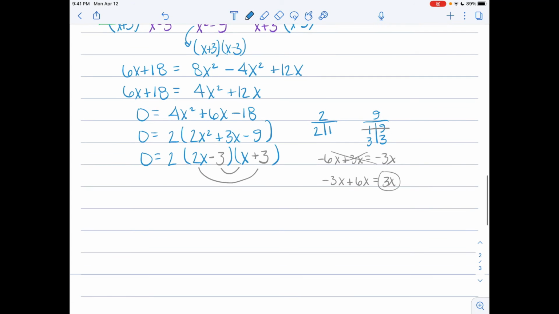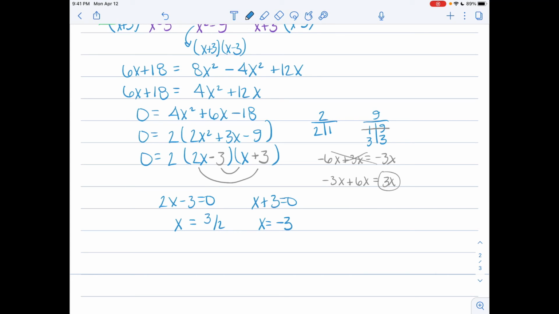The next step to solving is setting each factor equal to 0. Well, it doesn't make sense to set 2 equal to 0. 2 is not equal to 0. Since there is no x value in this greatest common factor, I could divide it out, and 0 divided by 2 is still 0. So let's focus on the next one. We have 2x minus 3 equals 0. And so moving things around, move the 3 to the other side, we'll give it a positive 3 and then divide by 2. x plus 3 equals 0. Well, x will be negative 3.